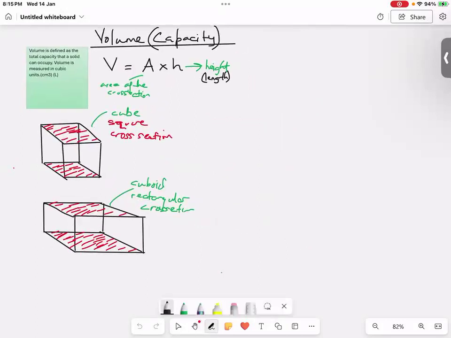Thank you. All right, so the next solid that we want to look at is the solid cylinder. All right, so here we go.